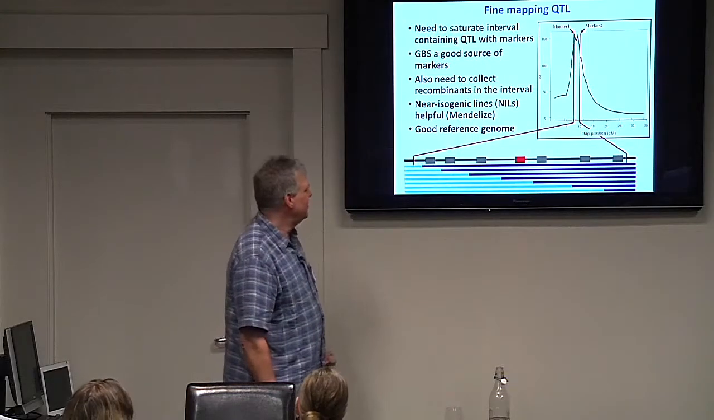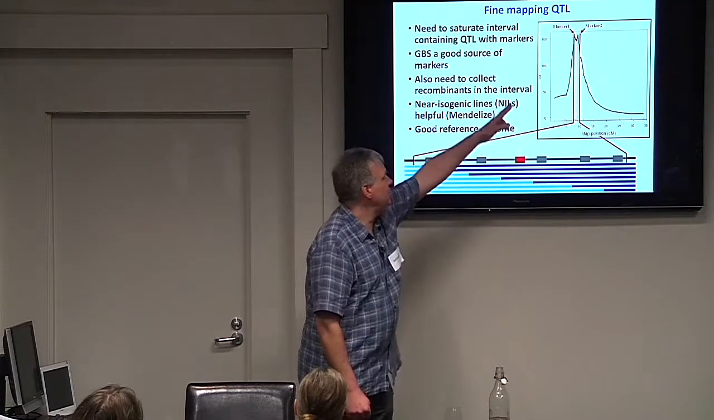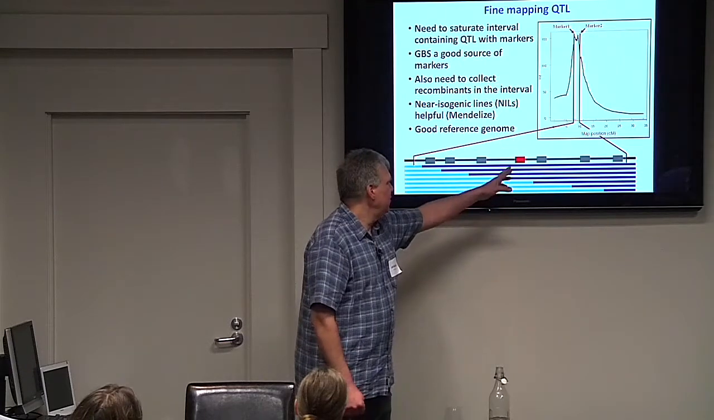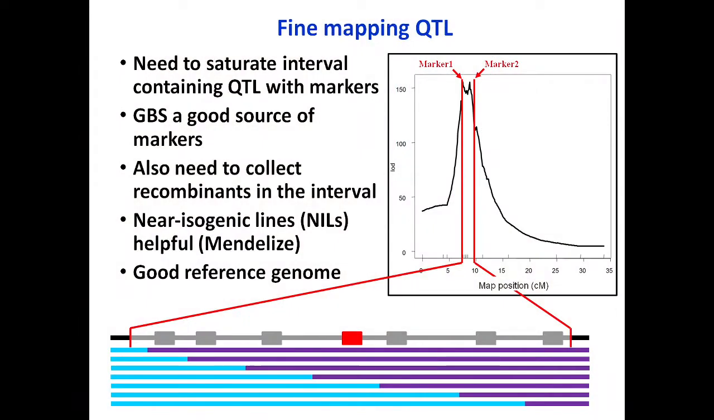So the basic idea is, this is kind of schematic, but if this is the actual gene that's causing this QTL, you want to have a crossover on either side of it to be able to sort of prove that that's the gene.